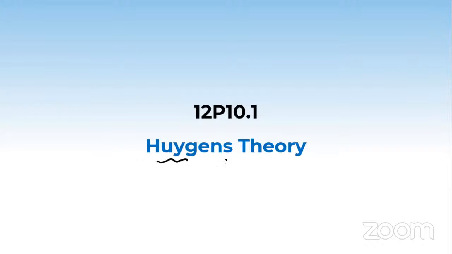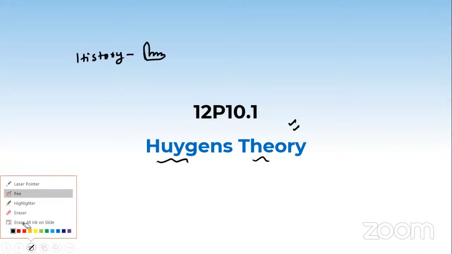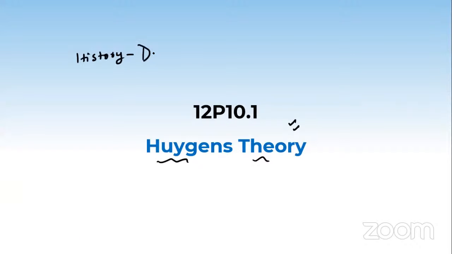Now comes Huygens theory. Write in your notebooks. Students, now we are going to study Huygens theory. History is made, students. History is done now. I haven't drawn a good line here, so I must erase it. Now write this heading, Huygens theory.